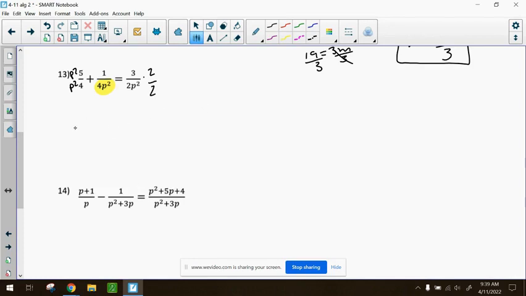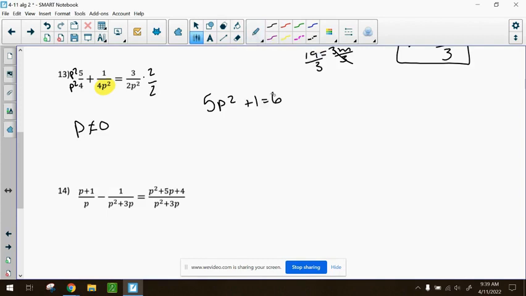So then I have a restriction. P cannot be equal to 0. So if that comes up in my answer, I know that I'm going to cross it off and call it extraneous. So then we're setting 5p squared plus 1 equal to 6 to solve and get p by itself.